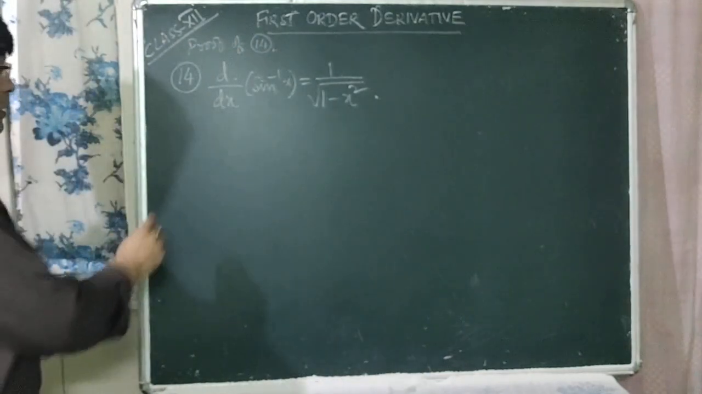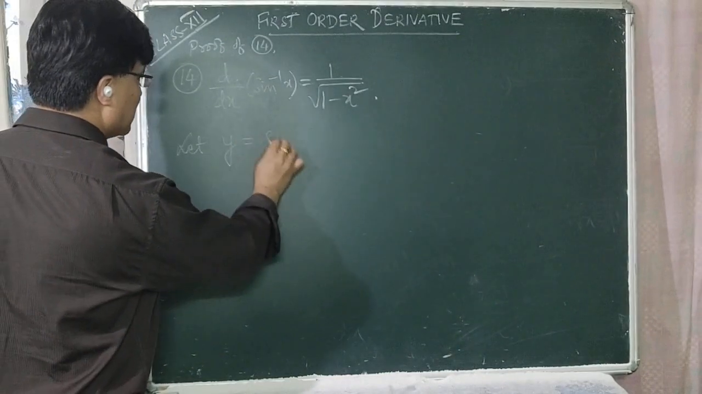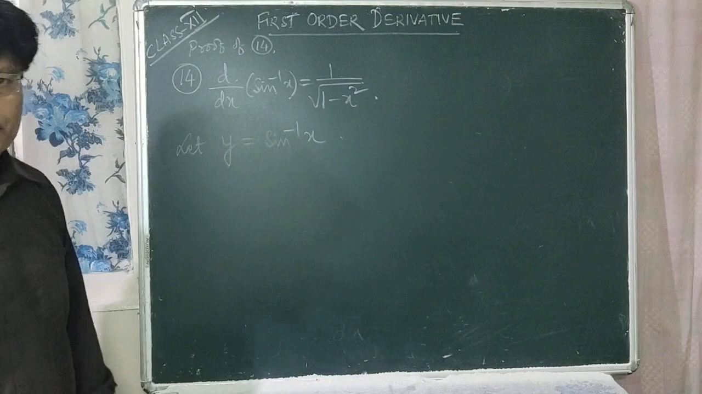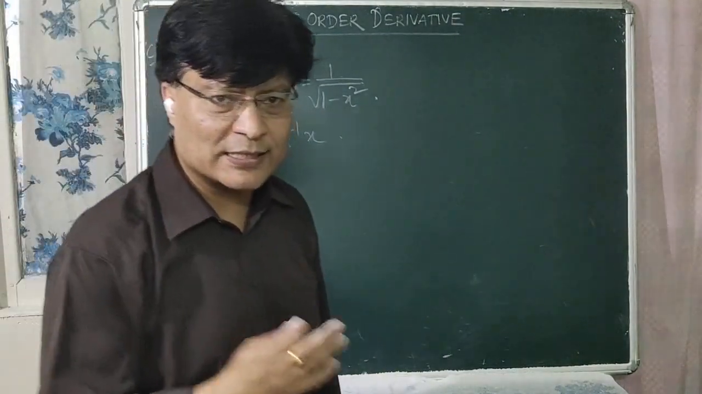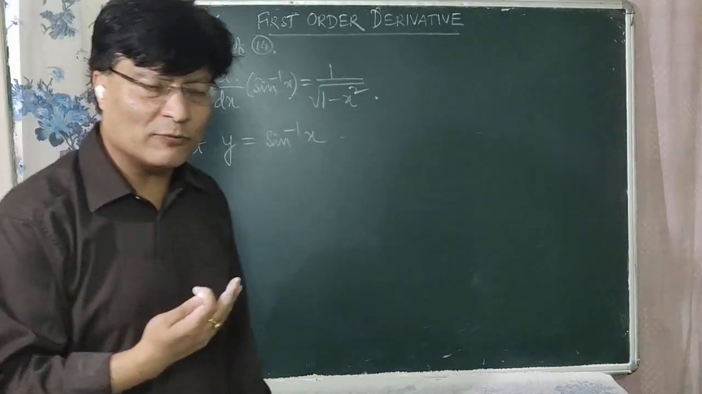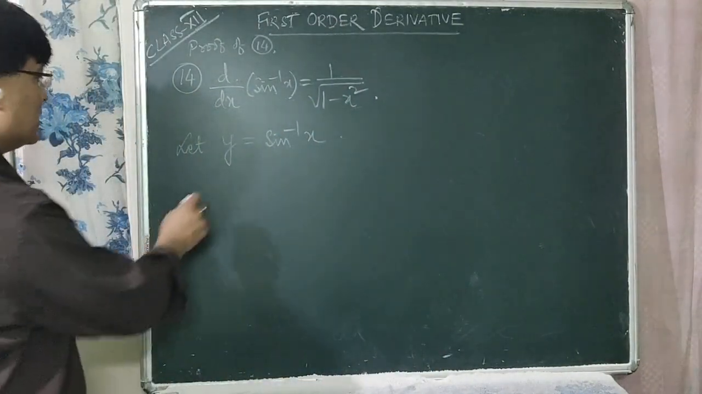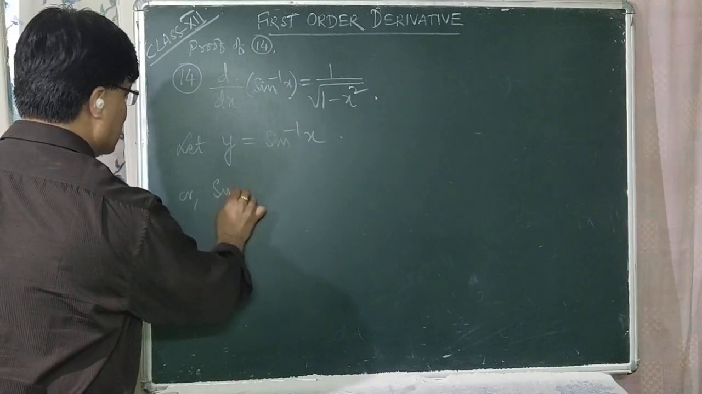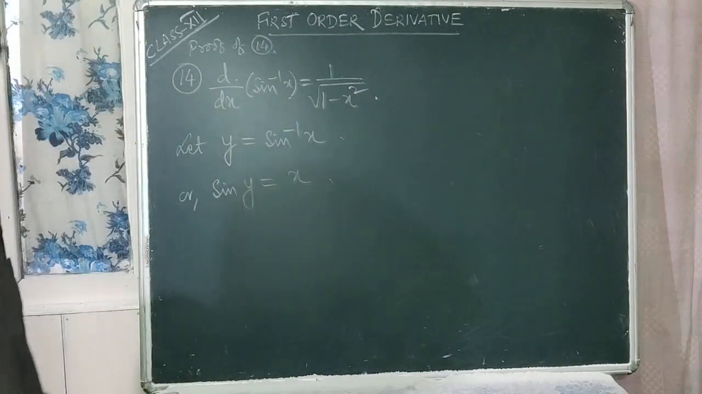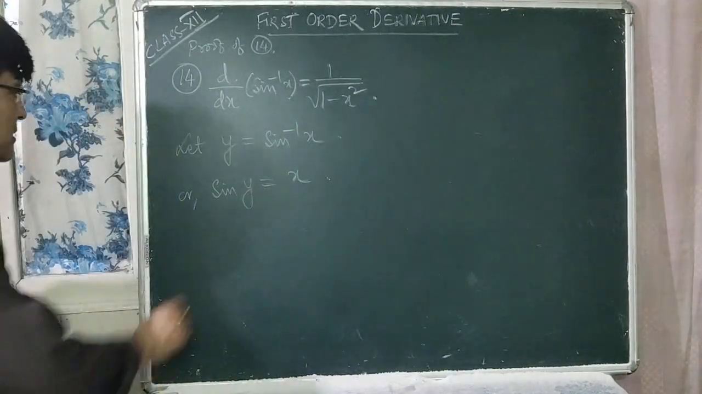Let us assume y is equal to sin inverse x. Let us take this sin inverse to the left hand side. So what does it become when this sin inverse x is taken to the left hand side? It becomes sin y, isn't it? Or it is sin y is equal to x. Is that clear? Now let us differentiate it with respect to x.